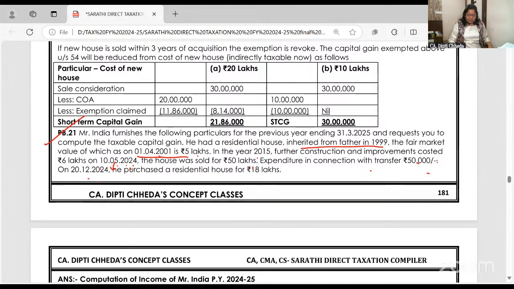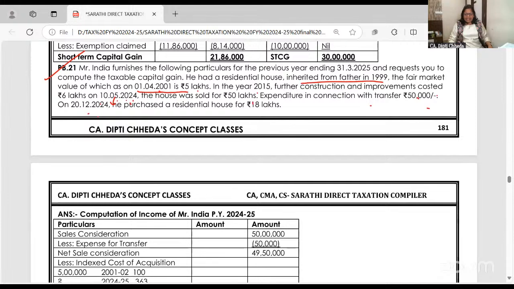December 24 he purchased the house. Will he get exemption? Yes. Did you read the question with me? Now do it. Solve it.